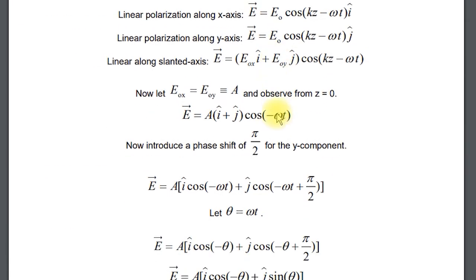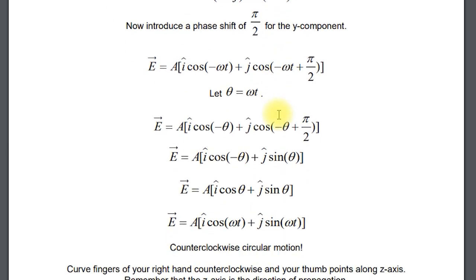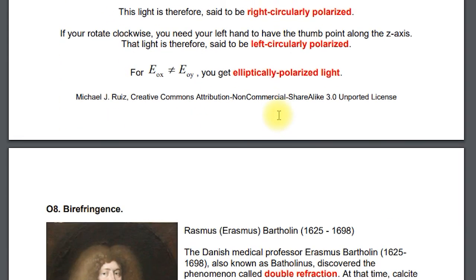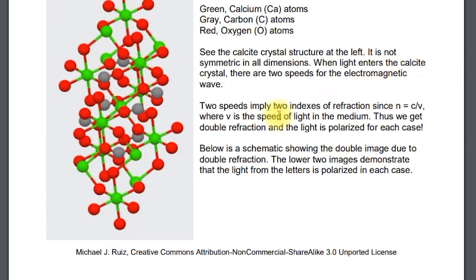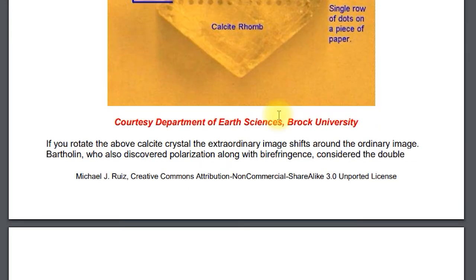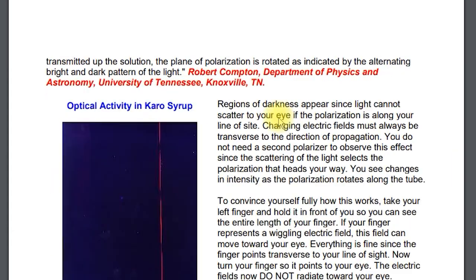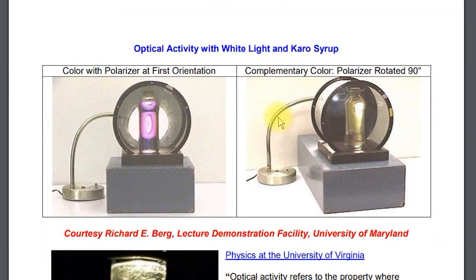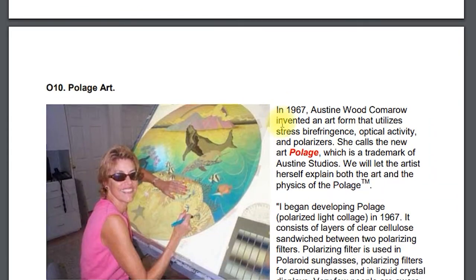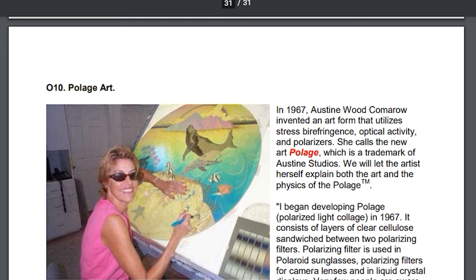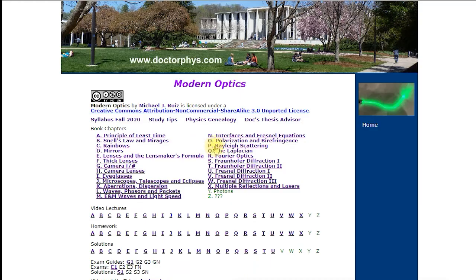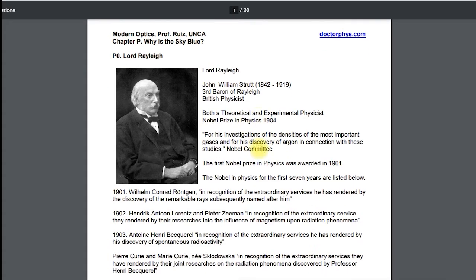Circular polarization will not be on the exam. All right, and by birefringence here, let's see if there's anything. Optical activity. No, I think we're finished with this chapter. Yeah, we're good. All right, so let's go back here and find Rayleigh scattering.